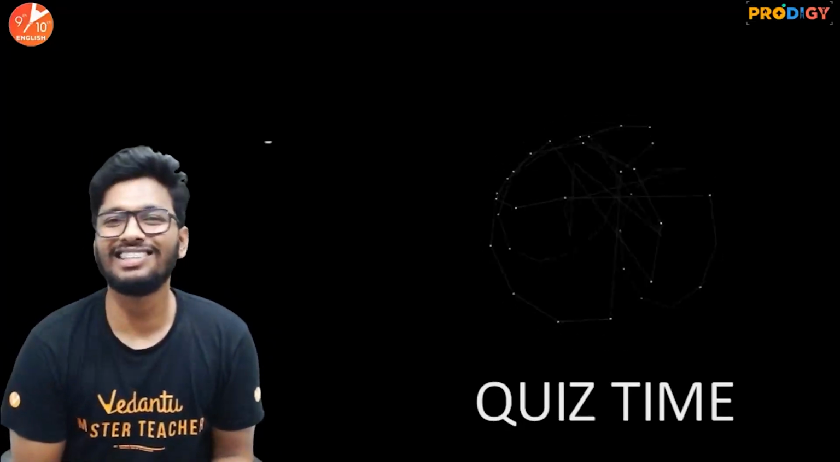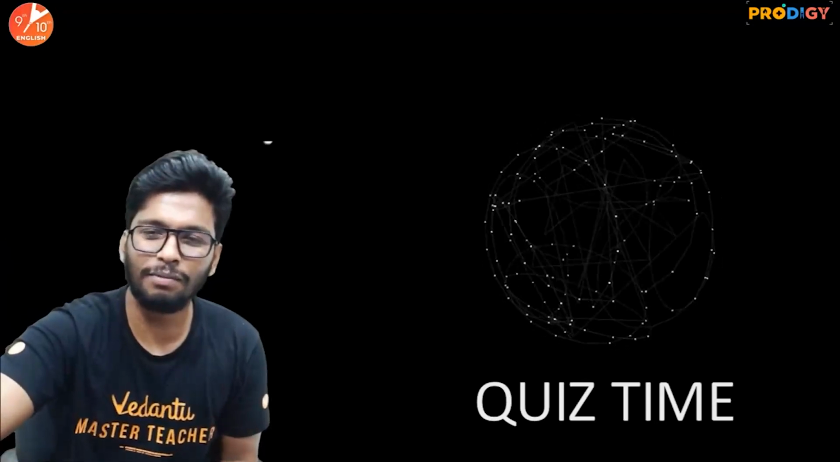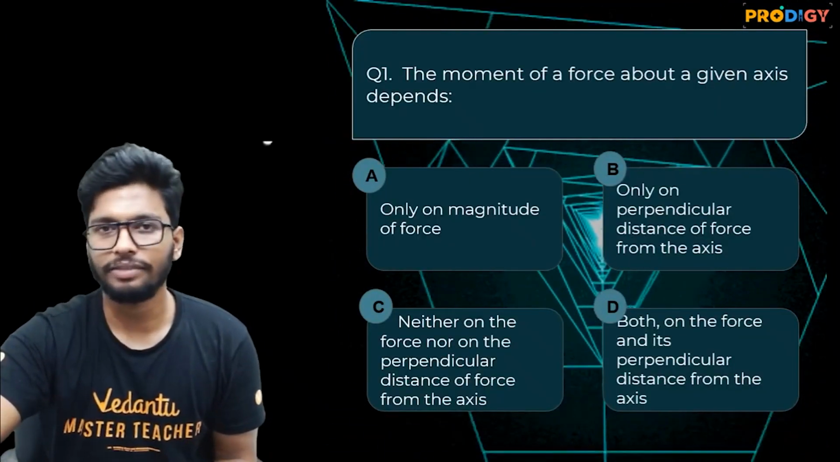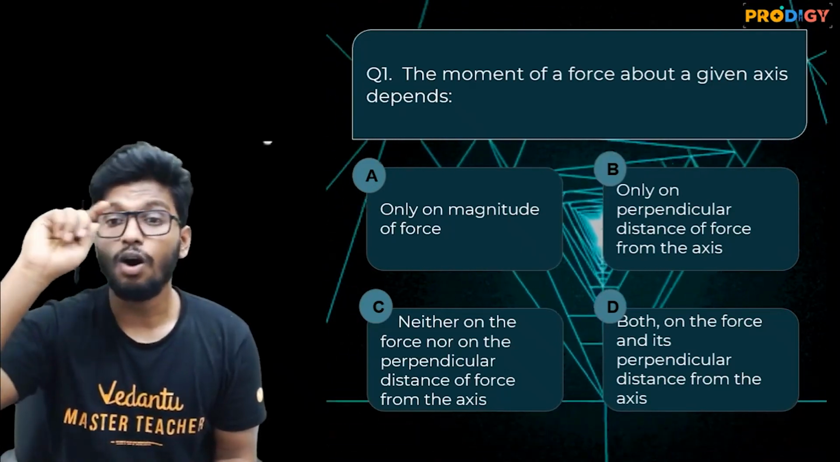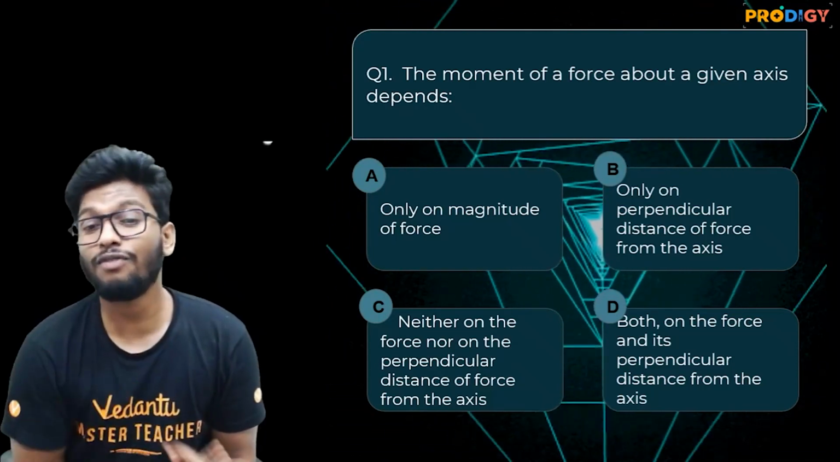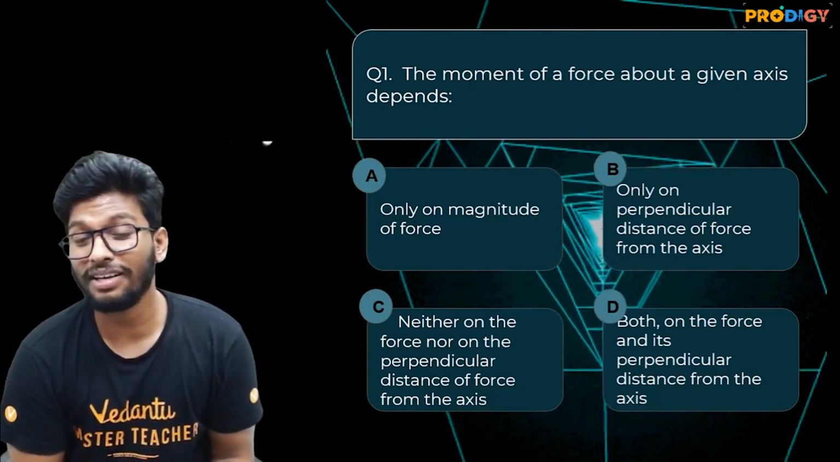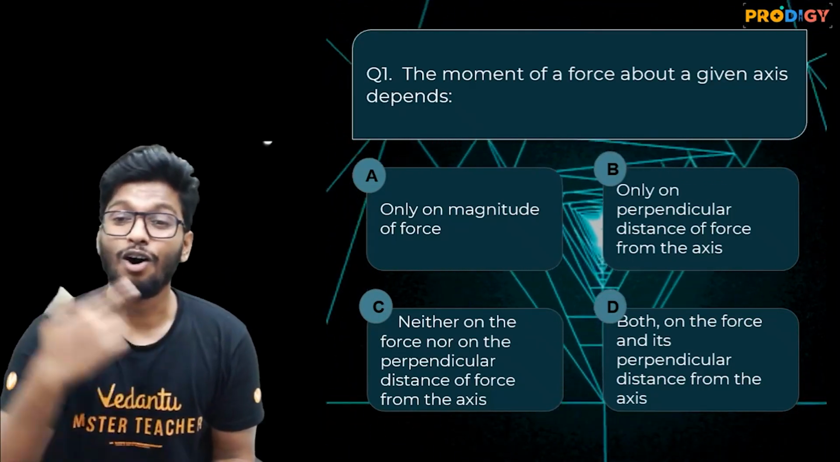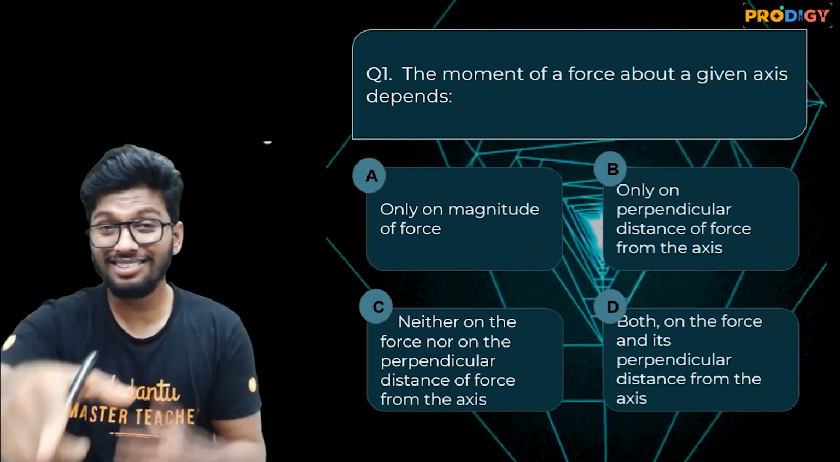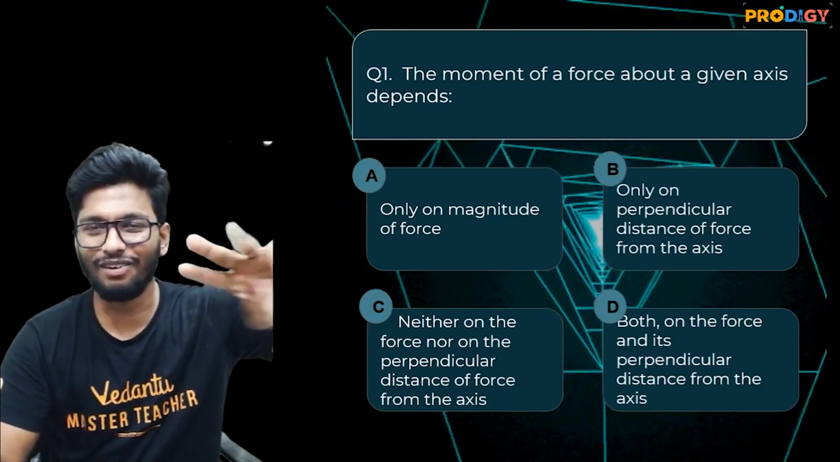Let's try out some questions and see if we can solve them or not. So the first question, people, on your screens right now. The moment of force about a given axis depends on what? Only on the magnitude of force, only on the perpendicular distance of the force from the axis, neither on the force nor on the perpendicular distance of force from the axis, or both on the force and its perpendicular distance from the axis. Tell me the answer in 5, 4, 3, 2, 1.